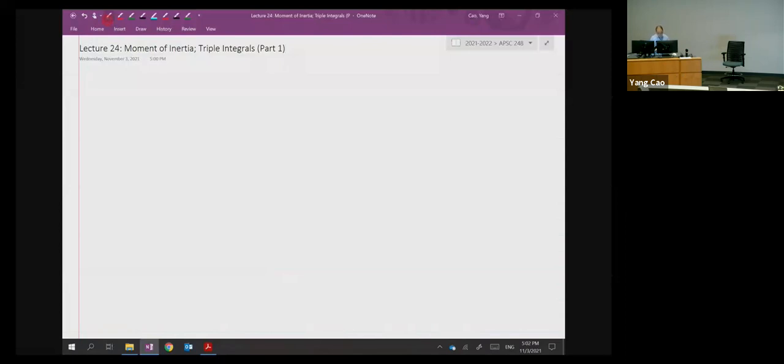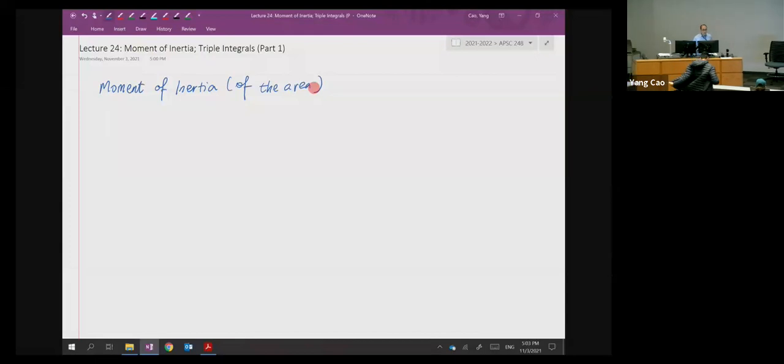So we have one application left to teach on double integral. So let's finish that. And this is the topic on moment of inertia, right? Because this is double integral, more precisely, it's about moment of inertia of the area. So this is not the moment of inertia of a 3D object yet.